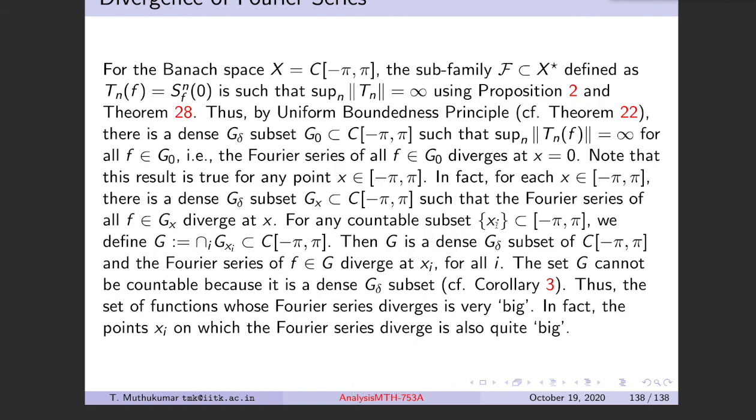Thus what we have shown is that there is a large collection of functions for which the Fourier series diverges on a large collection of points. This is a very good application of the Baire category theorem and the uniform boundedness principle. It means that even if you start with a function f and write down its Fourier series, it need not always converge to the given function, and it may not even converge at all. So these things can happen.